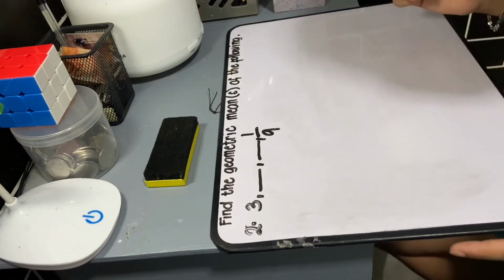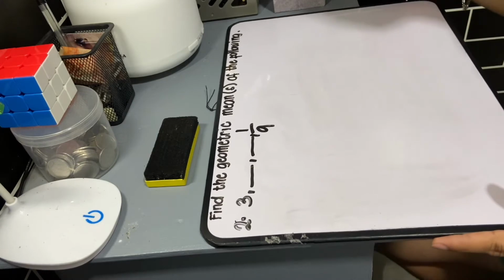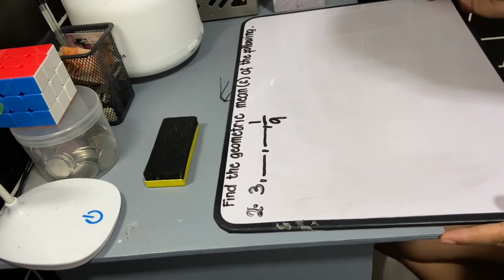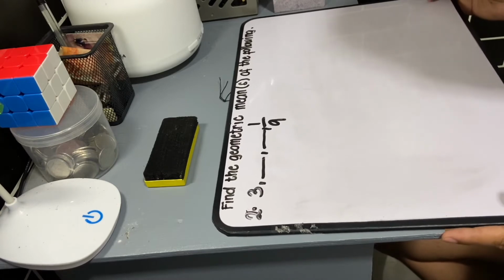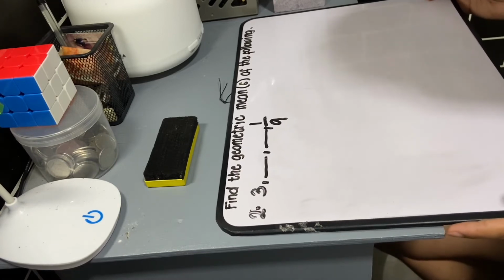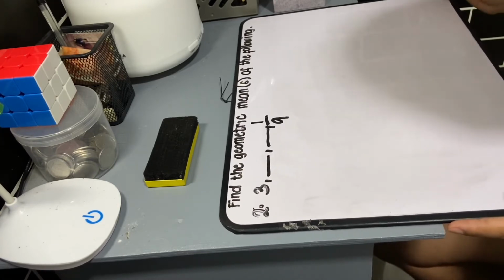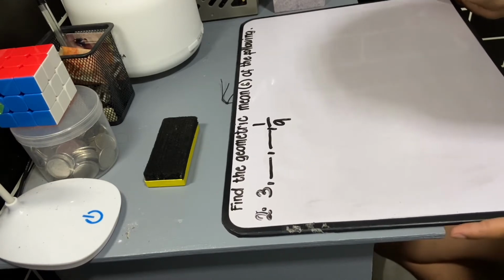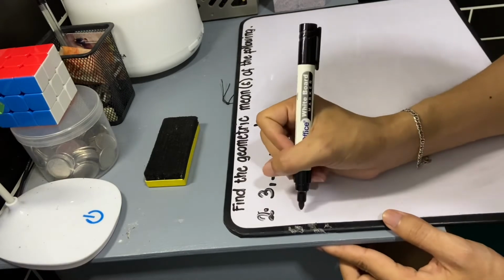Okay, so this time we will be solving problem number 2. We have the given 3 and 1 over 9, which is what we call the geometric extreme. In solving this one, we are going to find first the value of the common ratio, and of course we are going to write the given.